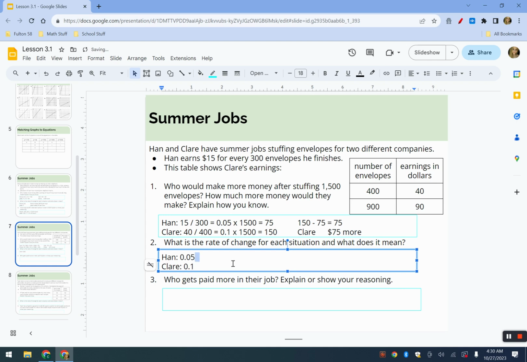Now what this tells us is how much they are paid per envelope. So Han gets basically 5 cents per envelope, and Claire will get 10 cents per envelope.